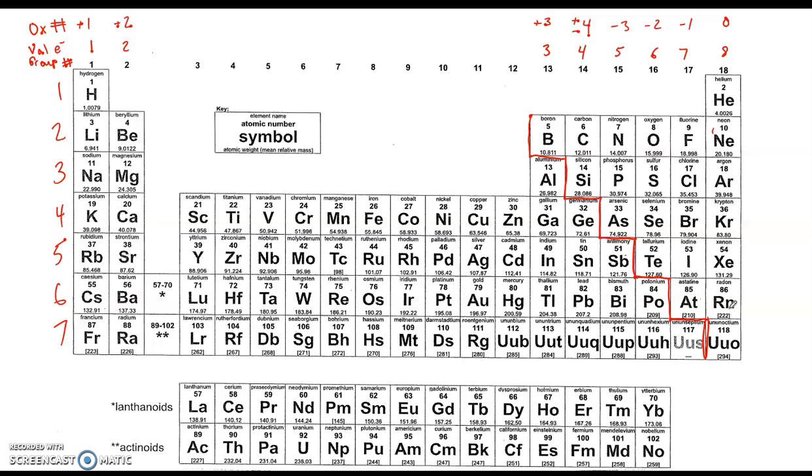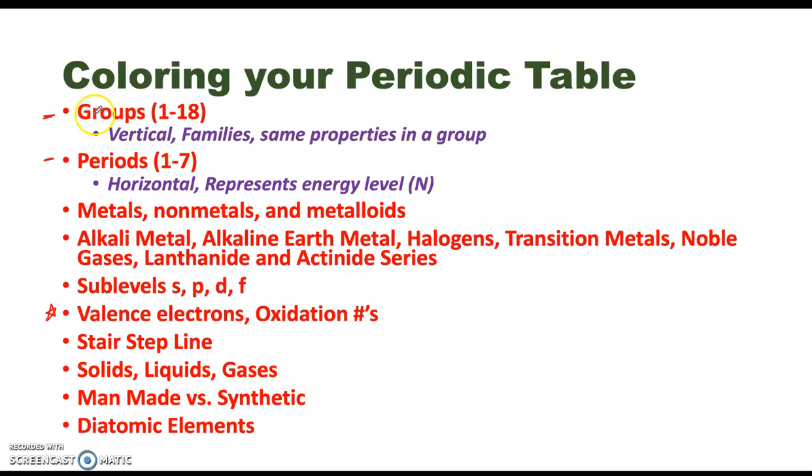So let's go back. So let's cross out. We got group numbers. We've got period numbers done. We've got the valence electrons and oxidation number. I did the stair step line. Now let's go with the metals, nonmetals, and metalloids. We'll do this one now.